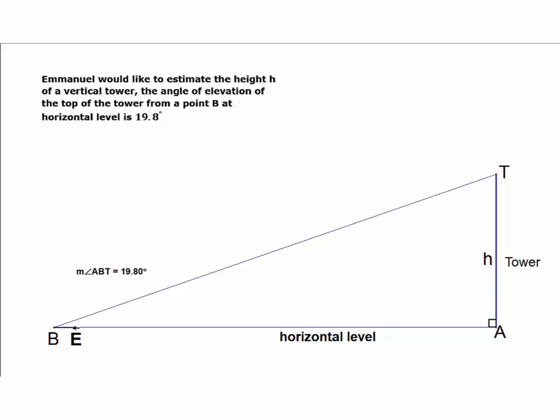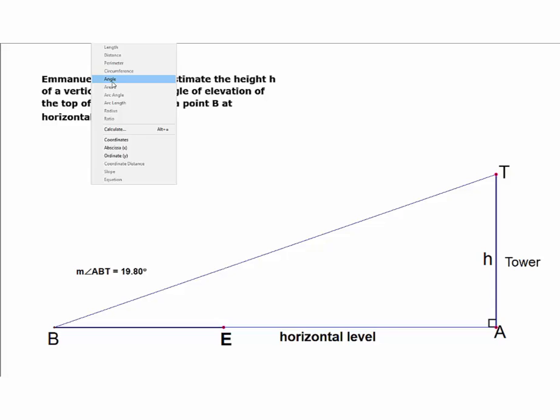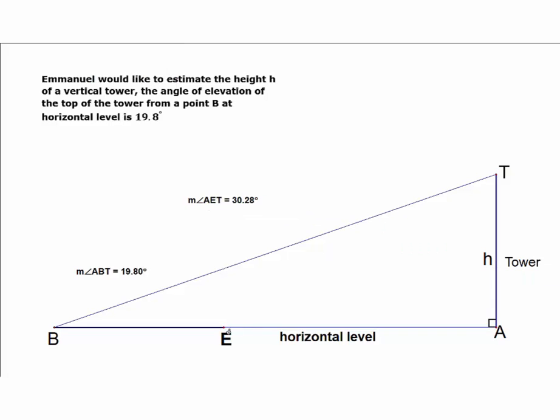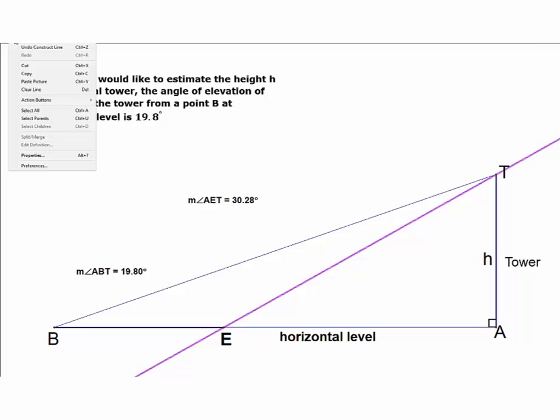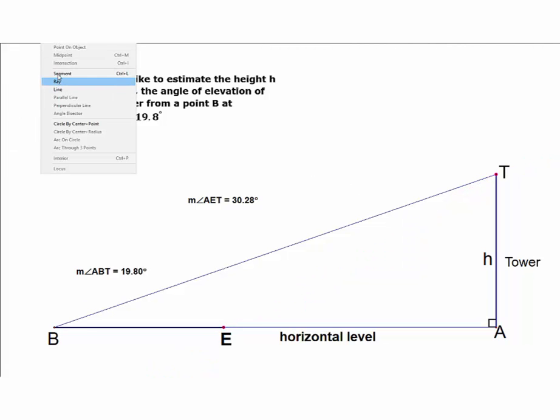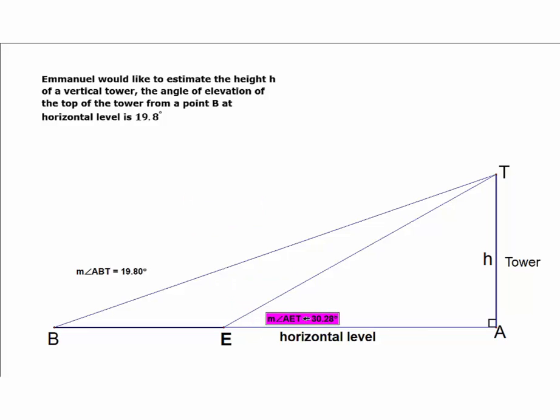So what Emmanuel does is he walks as far as he can, and pretend that's the farthest that he can walk to, and then he measures the angle of elevation of the top of the tower from this point, and what he finds is that this angle here, the angle AET, is, so how much? 30.28 degrees.